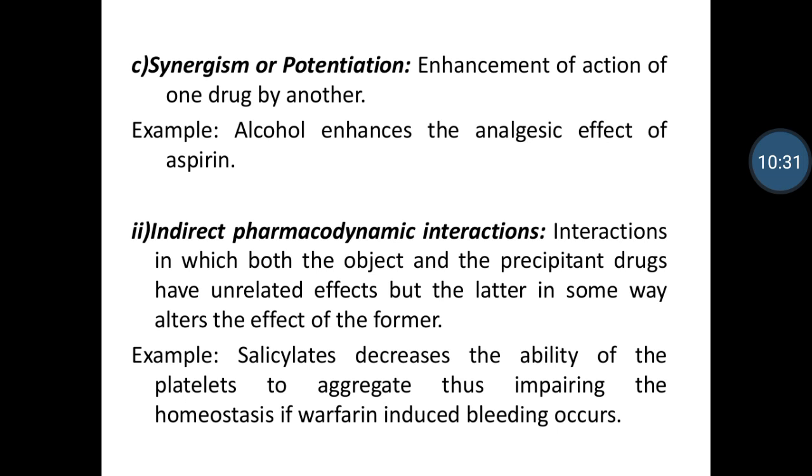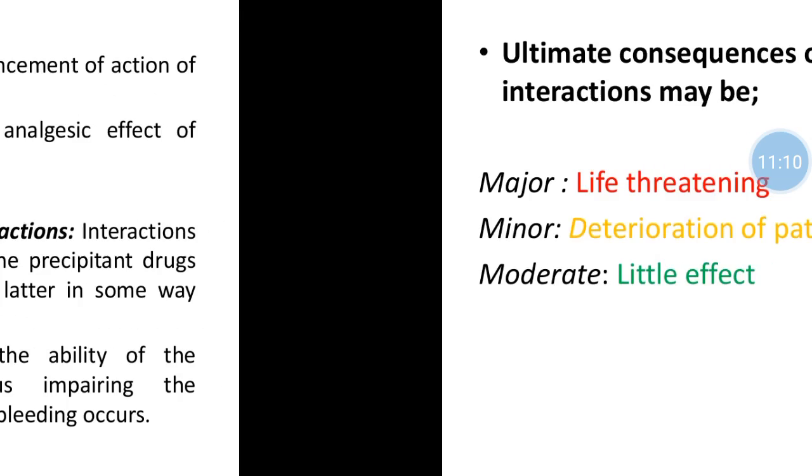Indirect pharmacodynamic interactions: interactions in which the object and precipitant drugs have unrelated effects, but the latter somehow alters the effect of the former. Both are unrelated, but sometimes they will produce actions. For example, salicylates decrease the ability of platelets to aggregate, thus impairing the hemostasis of warfarin, and bleeding occurs. Salicylate is an antiplatelet drug, so it will increase the effect of warfarin. That's why the chances of bleeding will be increased.